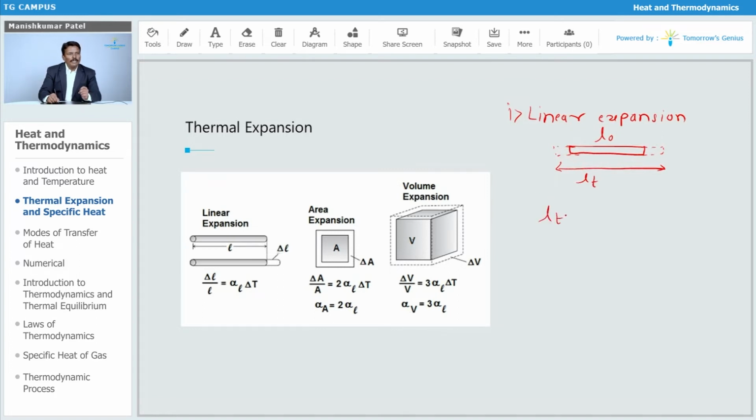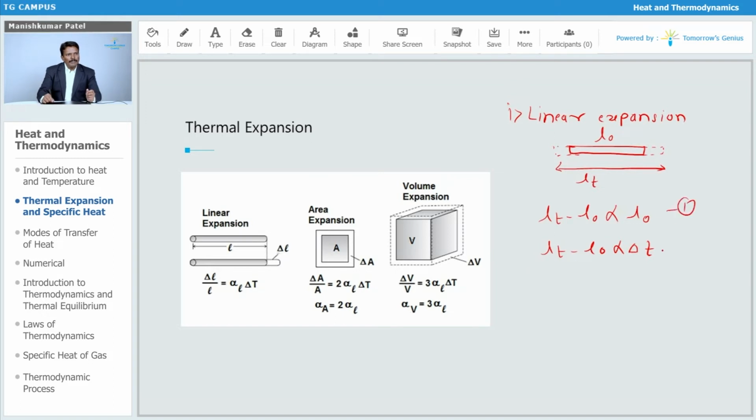What has been found is that LT minus L0 is directly proportional to the original length, because if the original length is greater, then more of that rod is going to get the heat. So LT minus L0 is proportional to L0. Again, LT minus L0 is proportional to the change in temperature. Obviously, if you heat the rod through a high temperature difference, say initially 0 and heated up to 100, the length will expand more. So LT minus L0 is proportional to delta T.